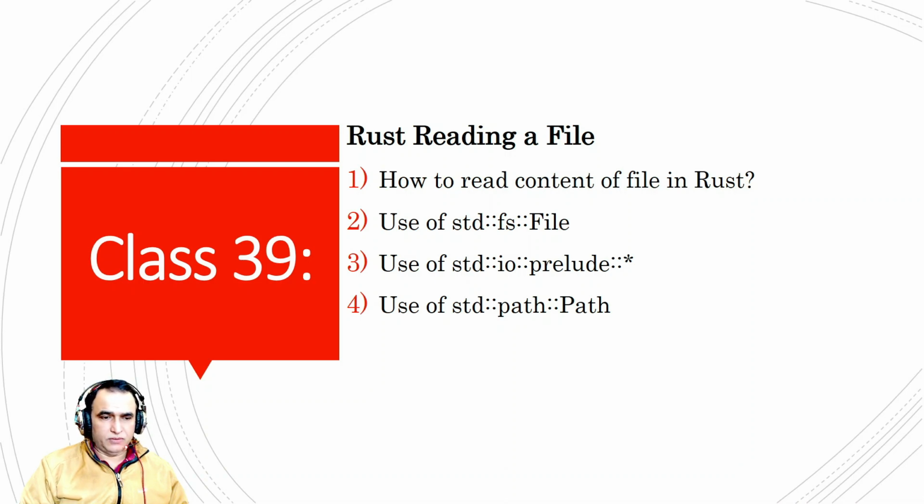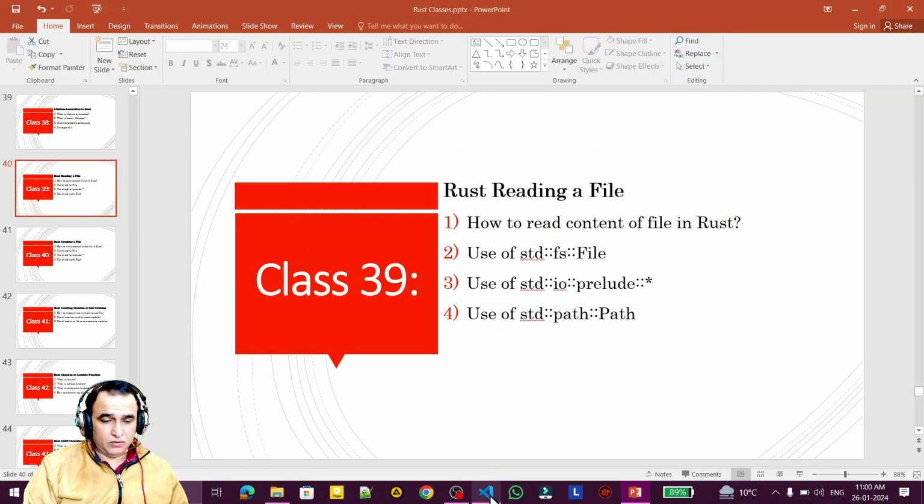In this video, we are going to learn how to read a file in Rust programming language. For reading a file, we should learn the libraries std::fs::File, std::io::prelude, and std::path. These libraries are required to read the content of a file in Rust programming language. So we start this video, class number 39. Go to VS Code.